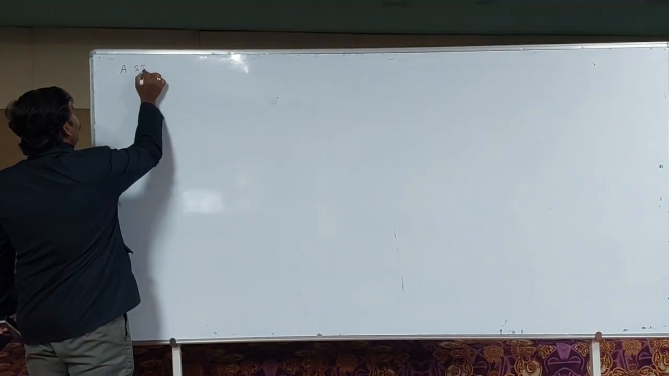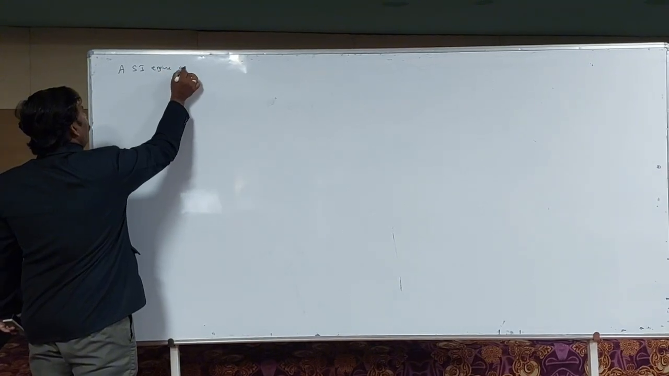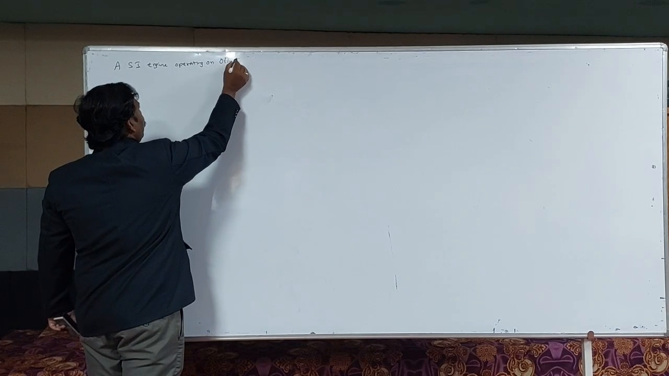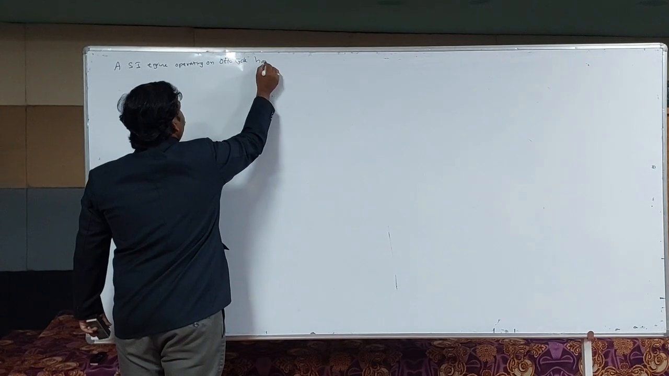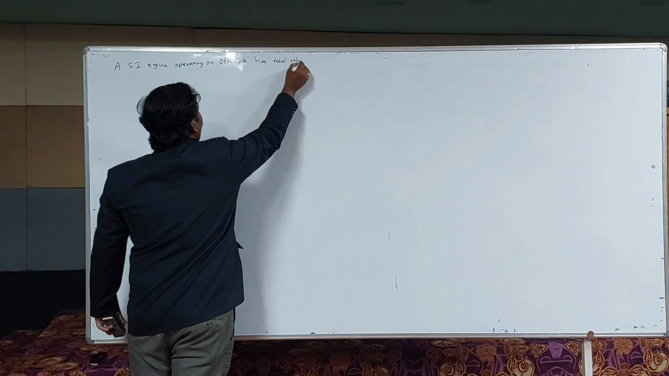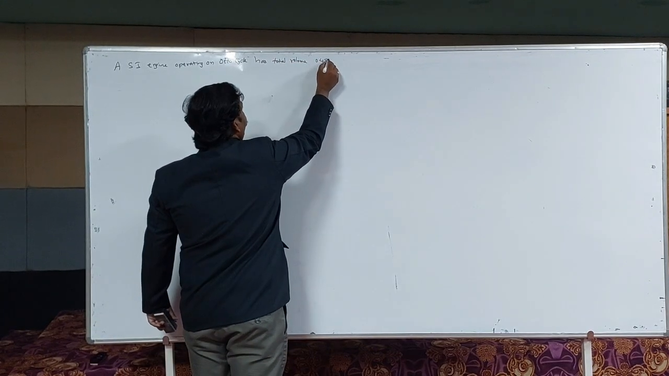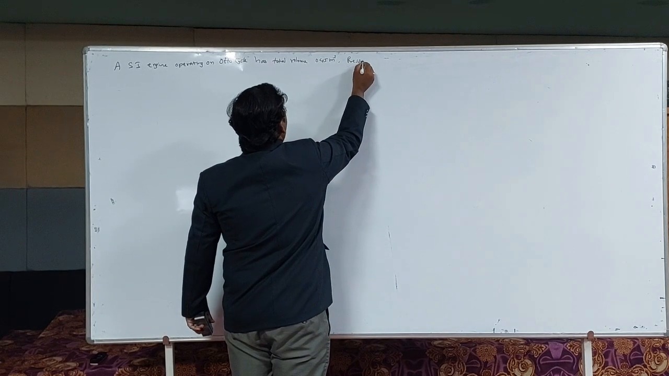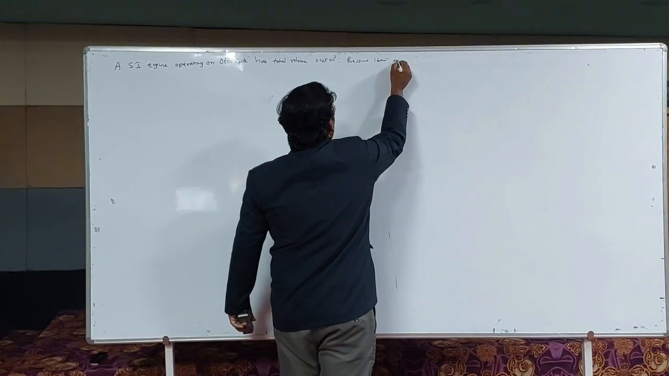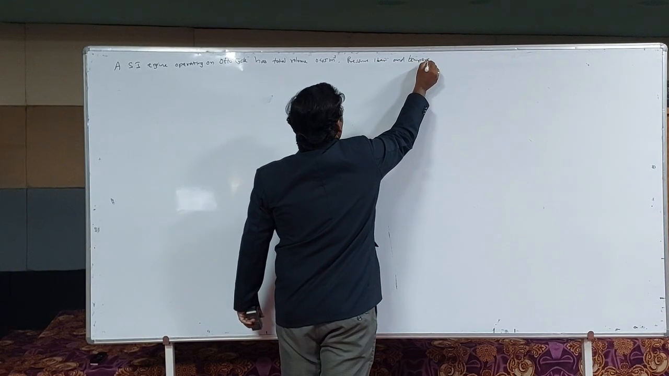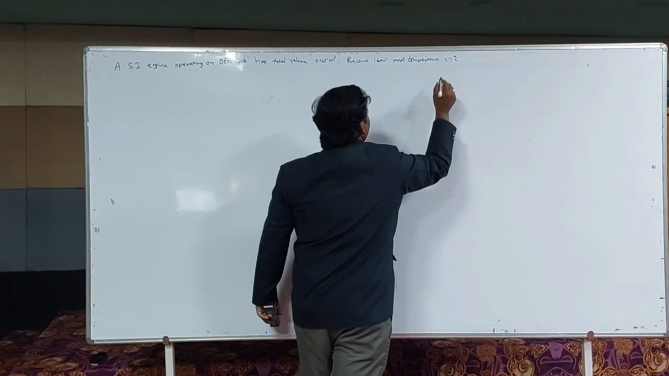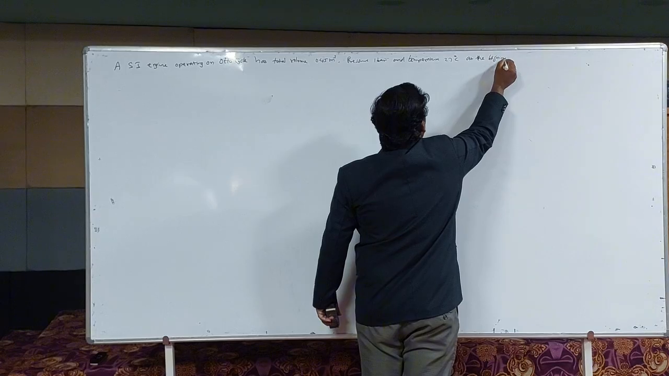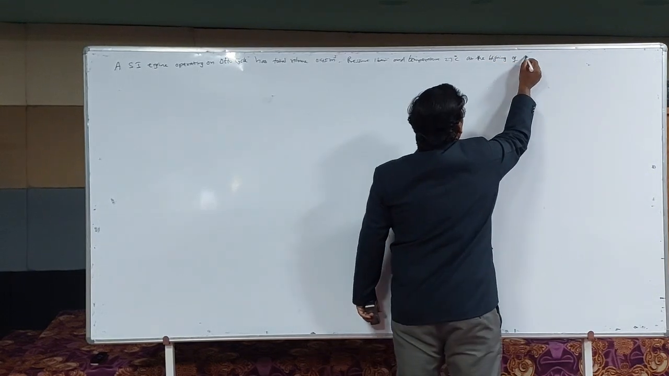A SI engine operating on Otto cycle has total volume 0.45 meter cube, pressure 1 bar, and temperature 27 degrees Celsius at the beginning of compression stroke.